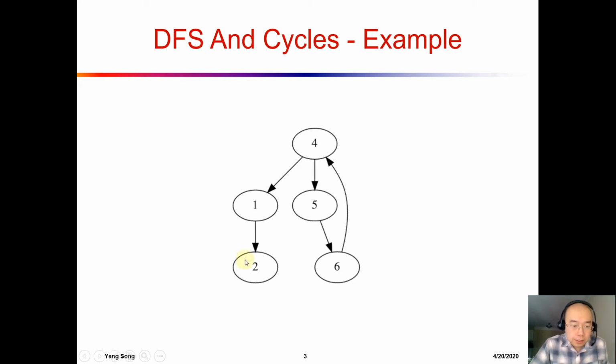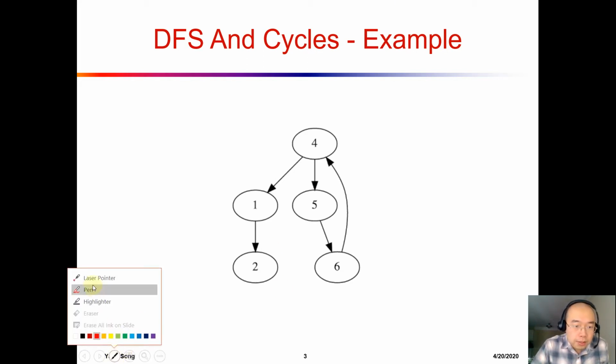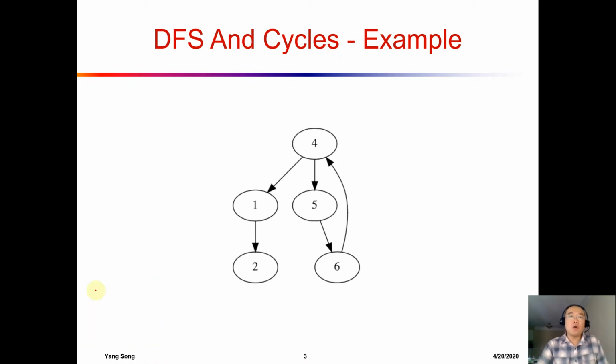Okay, so let's continue. I'm gonna use this directed graph as an example and show you how we can use the DFS to find the cycles. Let me see where I want to start. Let me say I want to start from 1, okay? And then we are doing a depth first search. So we start visiting this node at time 1, and then this one now is gray, right?